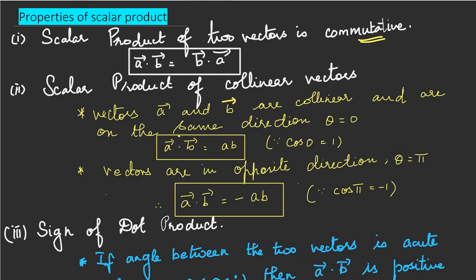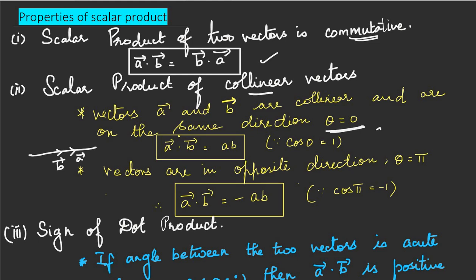Next, moving on to the properties of scalar product. The scalar product of two vectors is commutative. A vector dot B vector can be written as B vector dot A vector. Scalar product of collinear vectors: two vectors A vector and B vector are collinear, and both are in the same direction. Then the angle theta will be equal to 0.